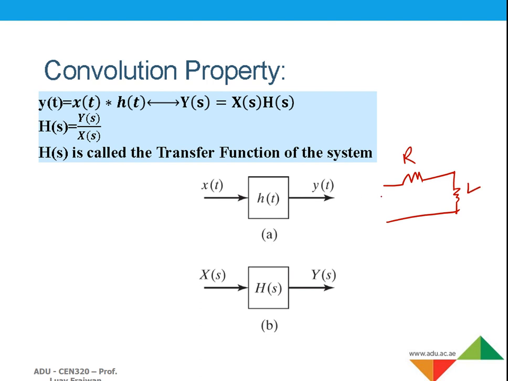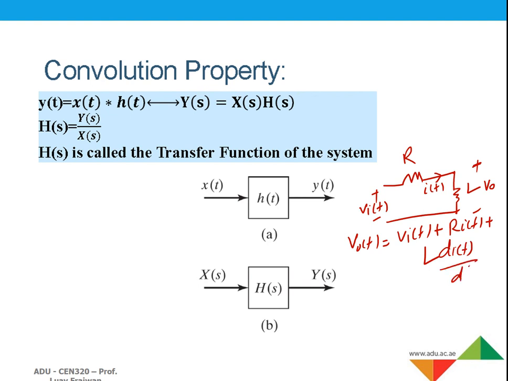Okay, we have this as our input, this is the current, and this is the output in this case. Here we are measuring the output. So the output in this case will be the input plus R times I of t plus L times di of t over dt.